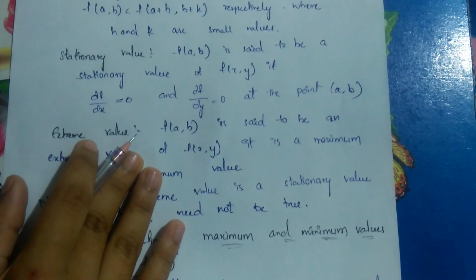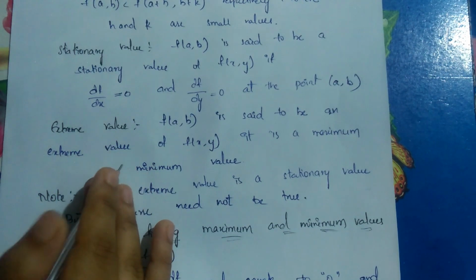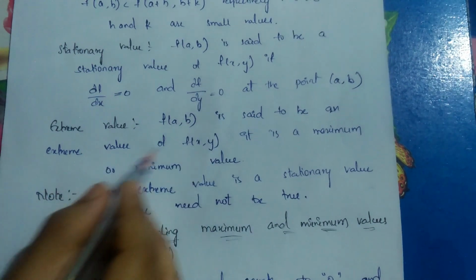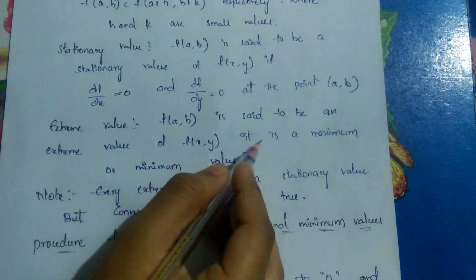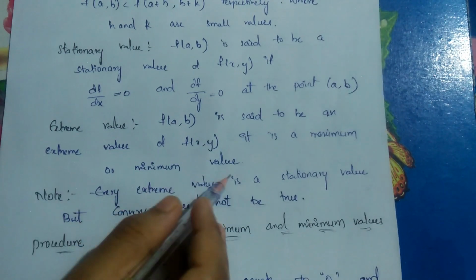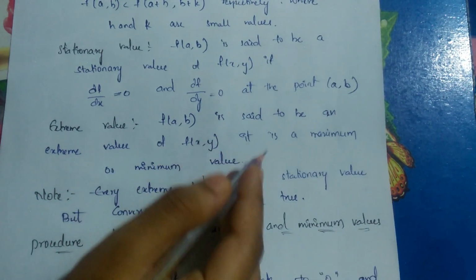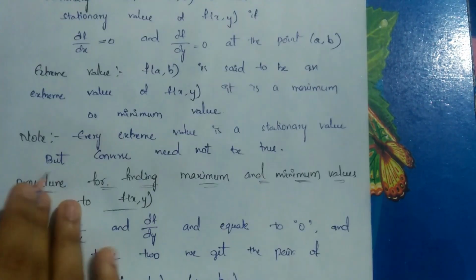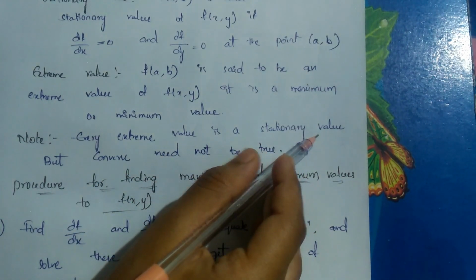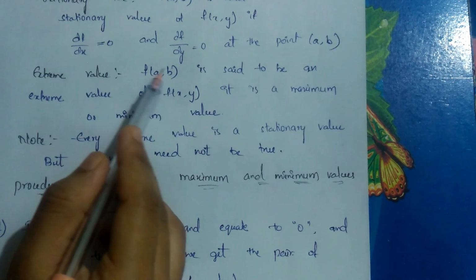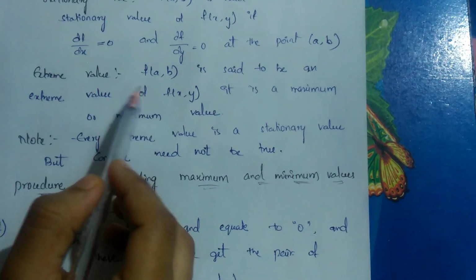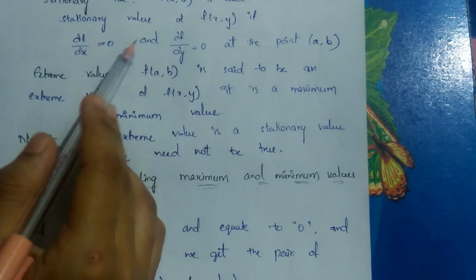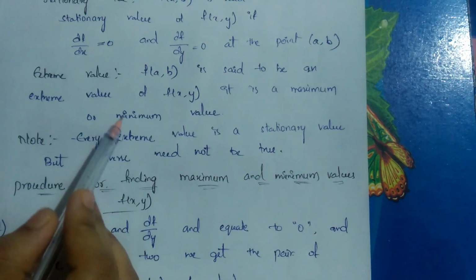And extreme values are nothing but both maximum and minimum values are known as extreme values. So f of a comma b is said to be an extreme value of the function f of x comma y if it is a maximum or minimum value. So extreme value is nothing but both maximum value and minimum value combined. Note, every extreme value is a stationary value. So the extreme points are stationary points, but the converse need not be true. It means every stationary value cannot be an extreme value.